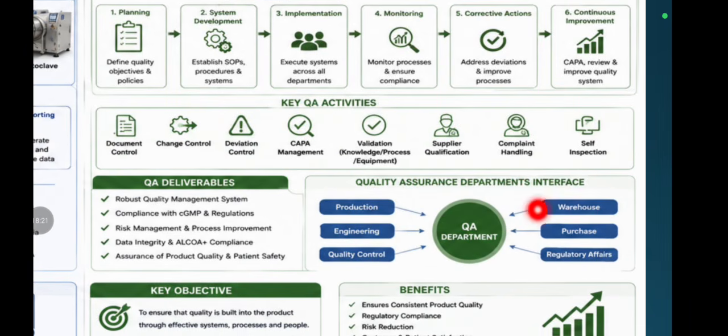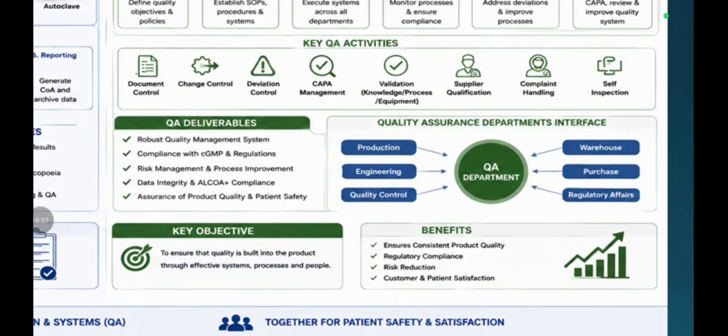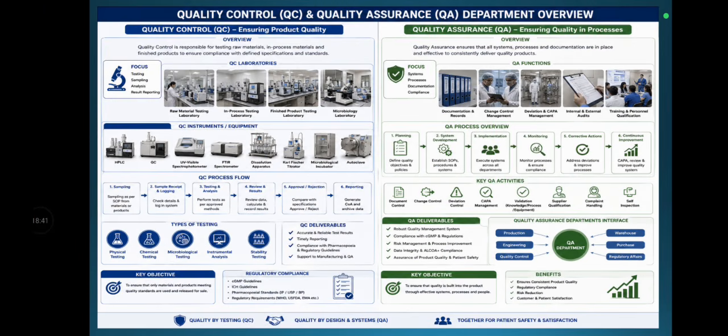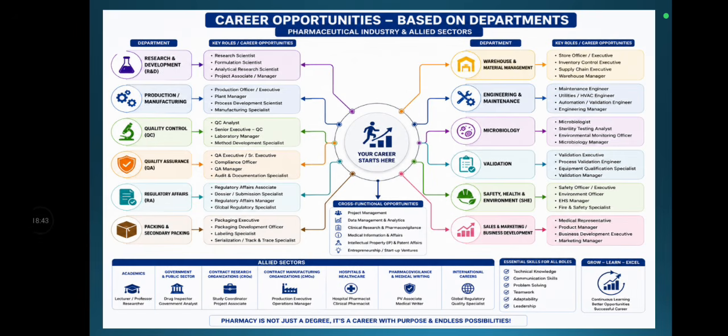So see here the quality assurance department interfaces. So what is the importance of quality assurance in the pharmaceutical industry? This department helps production, engineering, quality control, warehouse, purchase, regulatory affairs, everything. So by this we are using quality assurance. So this is the quality control and quality assurance department.